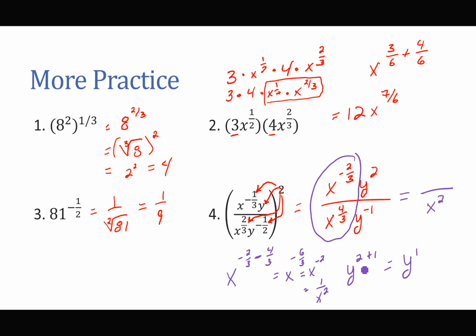And then right here, it was 2 subtract negative 1. So I really messed this one up. 2 subtract a negative 1 would be the same as 2 plus 1. So that's y cubed. So that's going there. I need the extra practice. Okay. All right, so y cubed, x squared in the denominator.